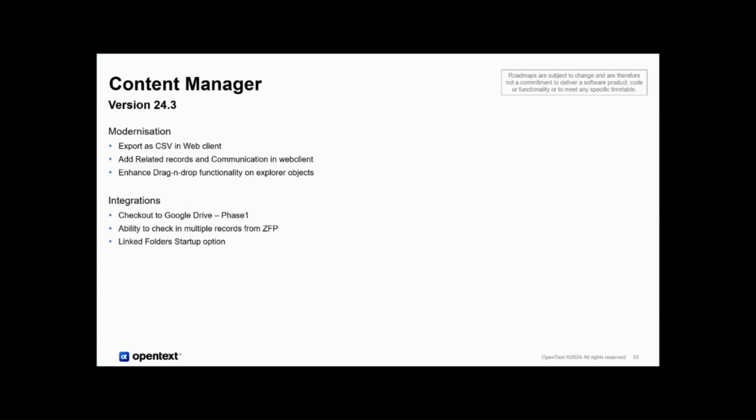From a modernization pillar, we have included a few items in the web client and a few items on the zero footprint client, and we have a new button for the capability to export search results from within the web client. This is a very quick way to export the results and view them in an Excel sheet or in CSV format. So there's a new button in the web client. We'll have a look at that.